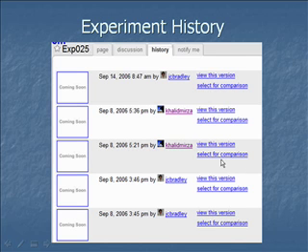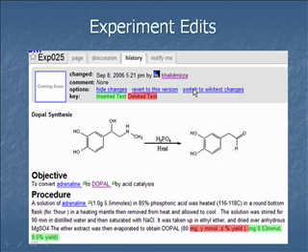The wiki lets you see the experiment history. So if I'm looking at experiment 25, I can see the dates, the people, and then I can look at the actual versions of what was done at that time.